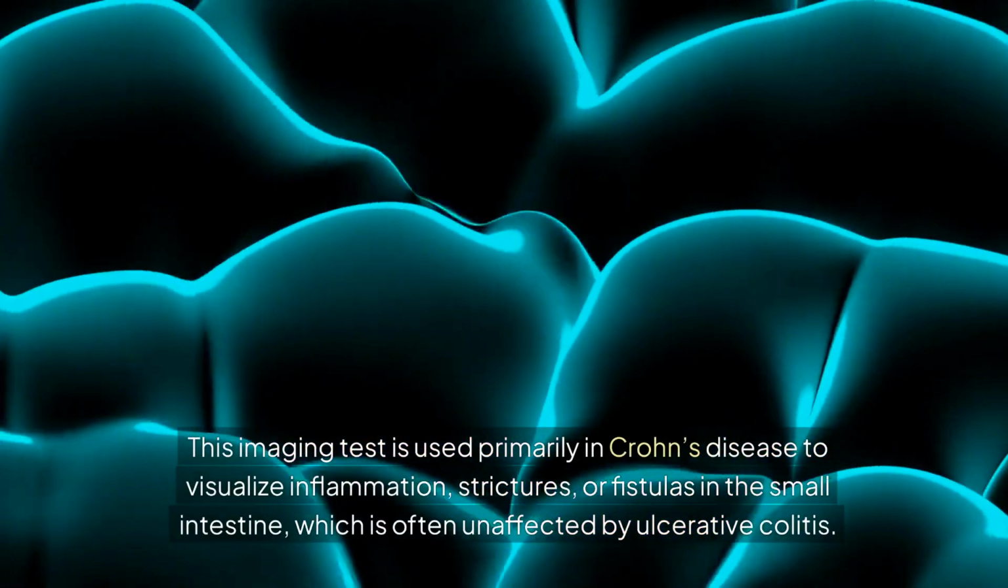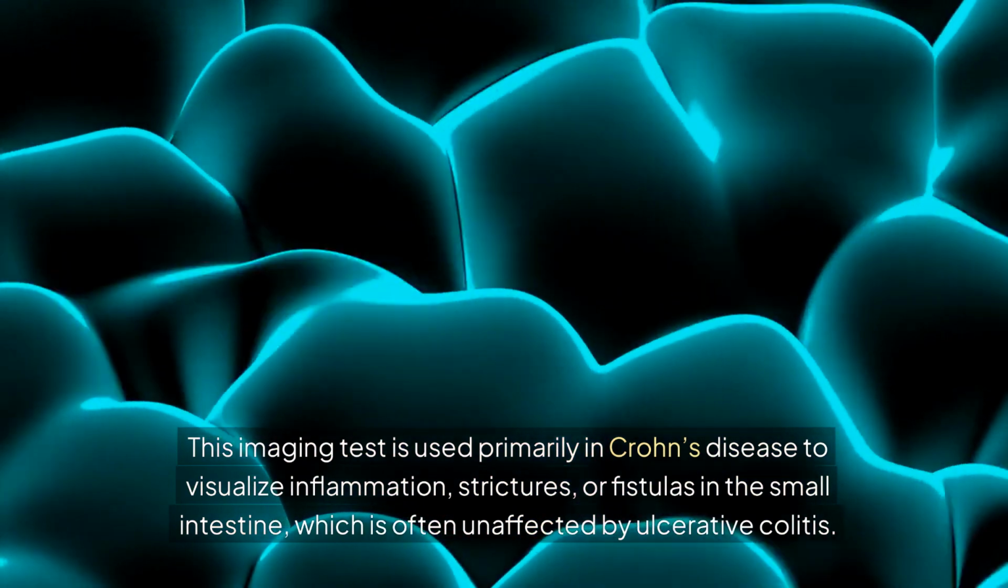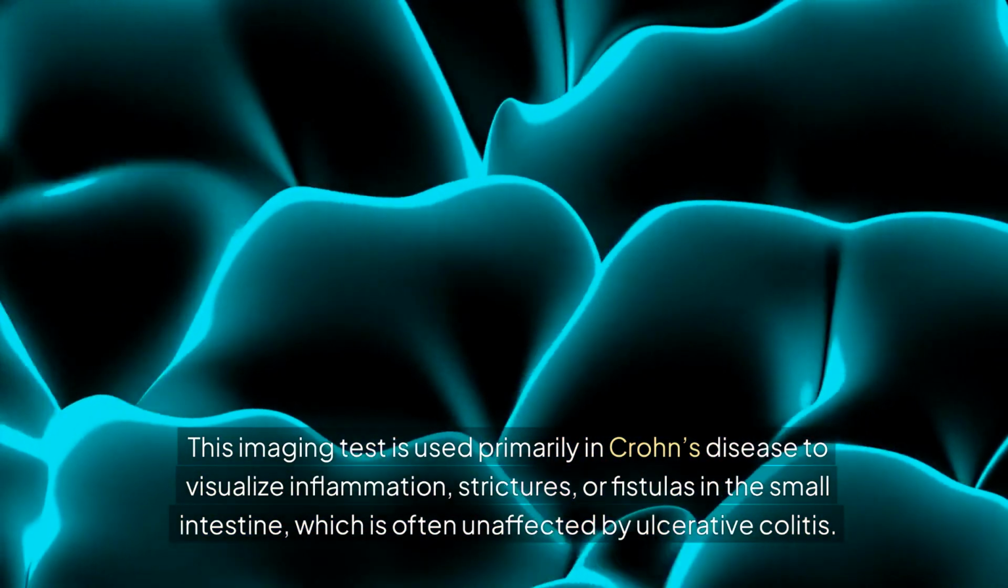Small bowel imaging, CT or MRI enterography. This imaging test is used primarily in Crohn's disease to visualize inflammation, strictures, or fistulas in the small intestine, which is often unaffected by ulcerative colitis.